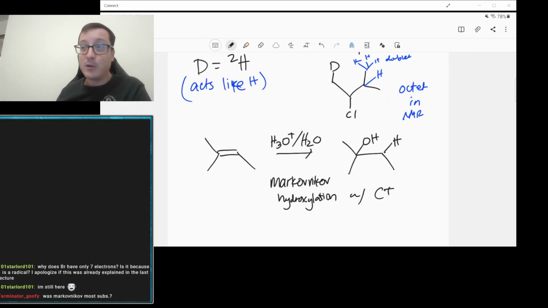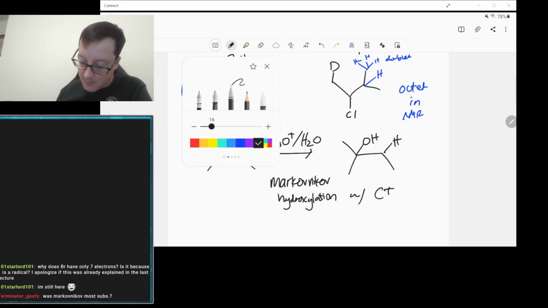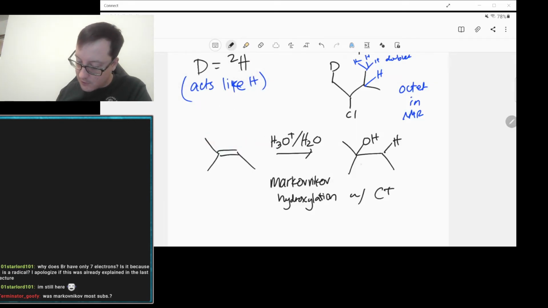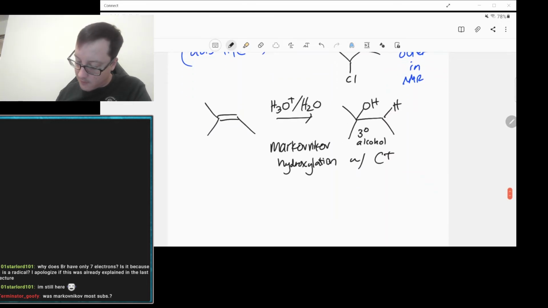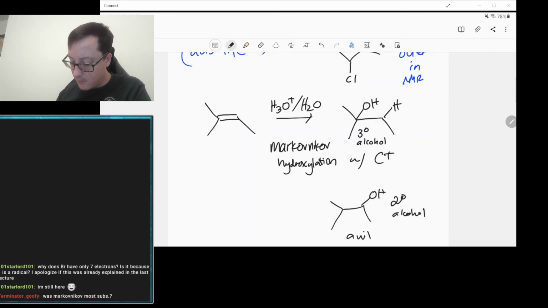Yes, Markovnikov puts your group on the most substituted carbon. So notice we have a tertiary alcohol. The anti-Markovnikov one would be this, which is a secondary alcohol. This is anti-Markovnikov.